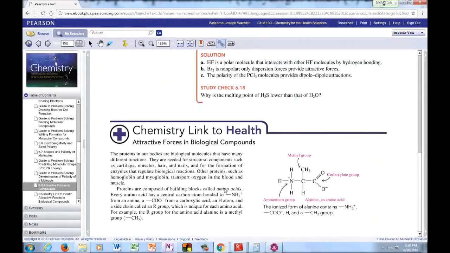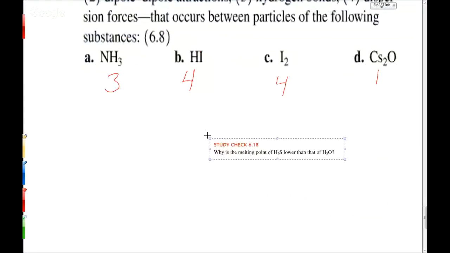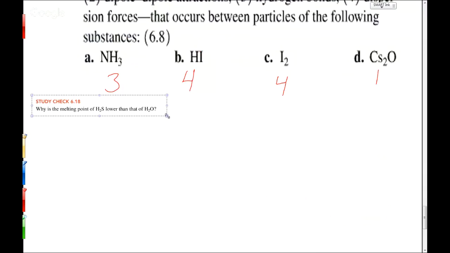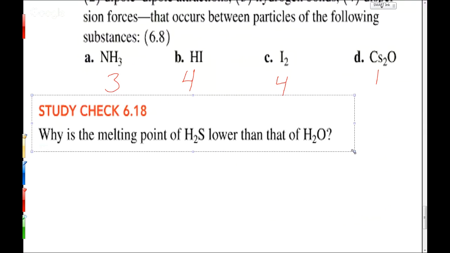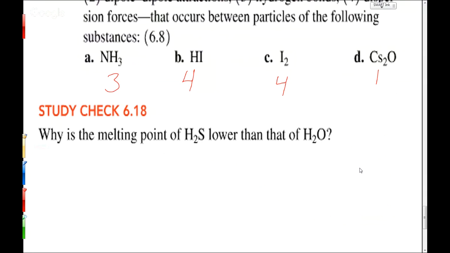Here's a good example of how we can apply this. Why is the melting point of H2S lower than that of H2O? And I can show you the structures. So H2S has the same structure as H2O, just with S instead of O. So that's H2S. That's H2O.